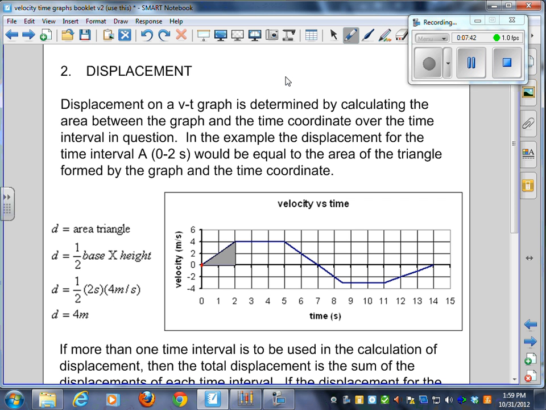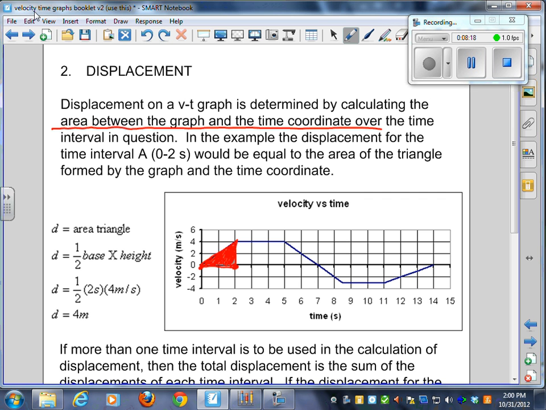Okay. Displacement on a VT graph is determined by calculating the area between the graph and the time coordinate. The area. Displacement is the area. In the example, the displacement for the time interval 0 to 2 seconds would be equal to the area of the triangle formed by the graph and the time coordinate. So I'm talking about interval A, which is from 0 to 2. Okay? I am talking about that gray triangle. That, my friends, is the displacement.